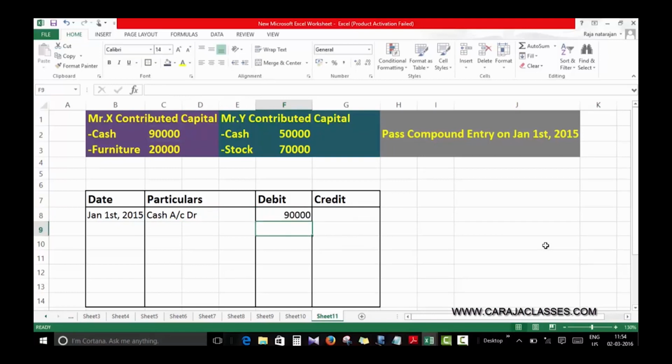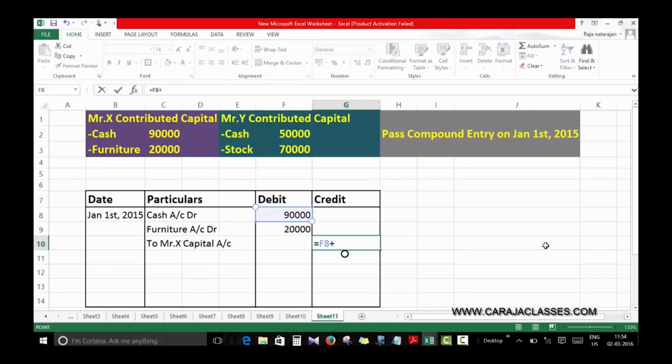90,000. Then I have another transaction, furniture. The furniture account should also be debited, and what is the value? It is 20,000. And now I have to give the corresponding credit to Mr. X capital account. To Mr. X capital account, and the credit should be equal to debit. So this should be equal to 90,000 plus 20,000. So my credit should be 1,10,000.